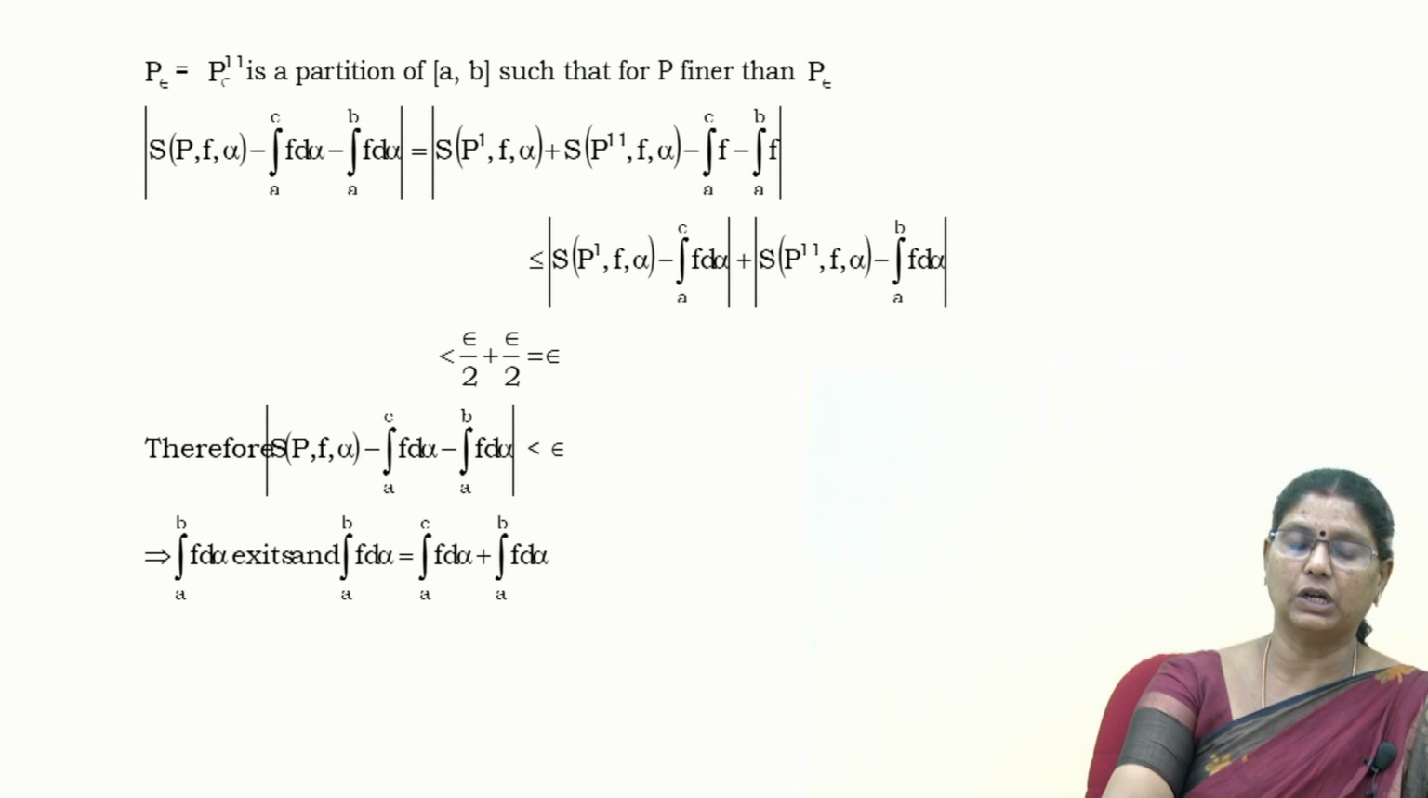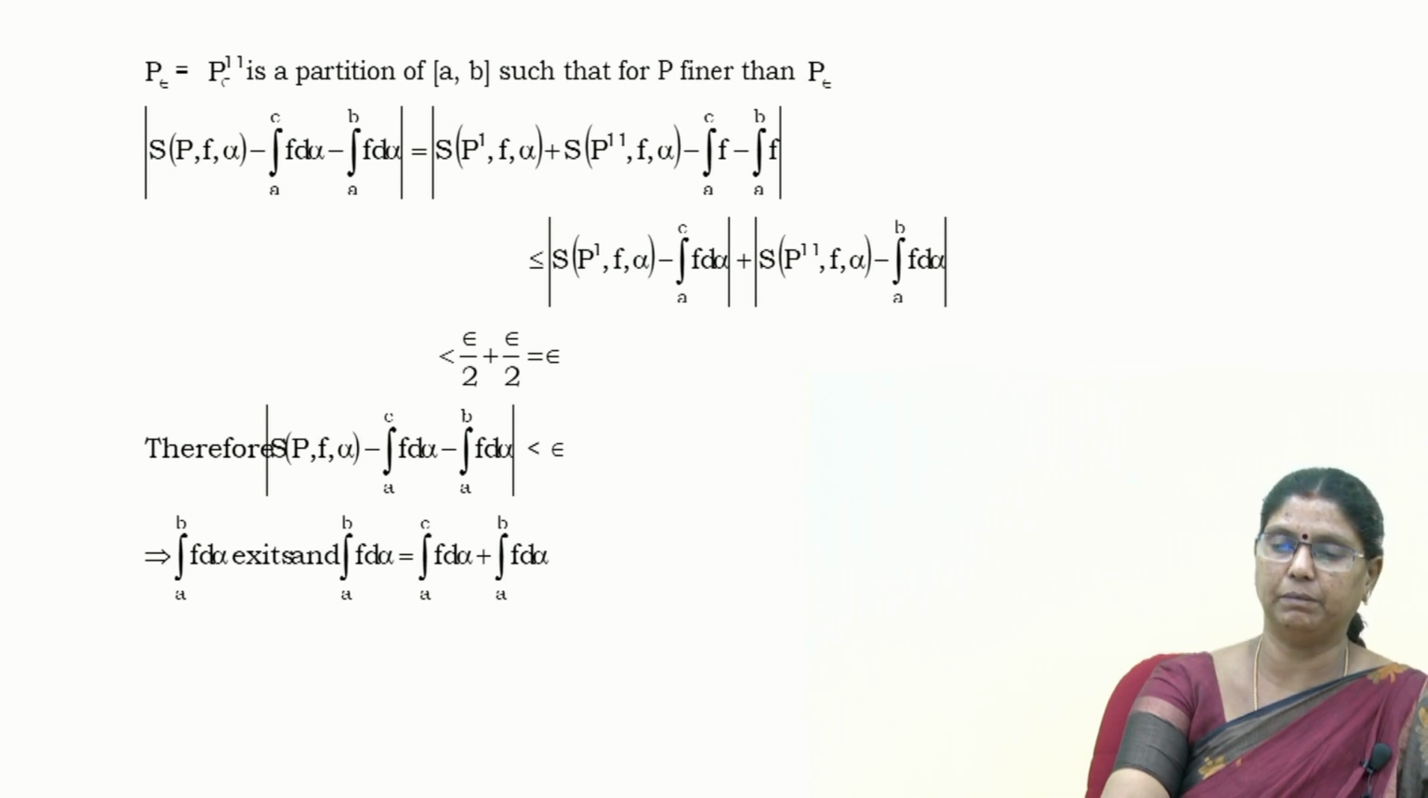So, now we consider modulus of S_P(f, alpha) minus integral a to c f d alpha minus integral c to b f d alpha, equal to modulus of S_P'(f, alpha) plus S_P''(f, alpha) minus the two integrals. So, this is less than epsilon, and hence we get modulus of S_P(f, alpha) minus integral a to c f d alpha minus integral c to b f d alpha is less than epsilon, and hence integral a to b f d alpha also exists, and thus integral a to b f d alpha is nothing but the sum of the integral a to c plus c to b.